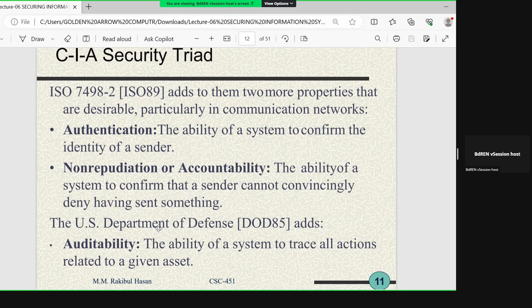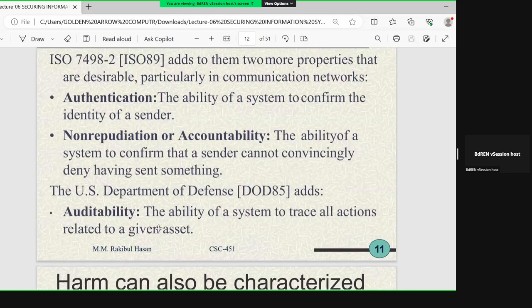Later on, the US Department of Defense said that CIA plus authentication and accountability, these five parameters are not enough. To ensure the security of the information system, we have to consider the auditability of the system. So what is auditability? Auditability means nothing but auditing the information system on a routine basis.